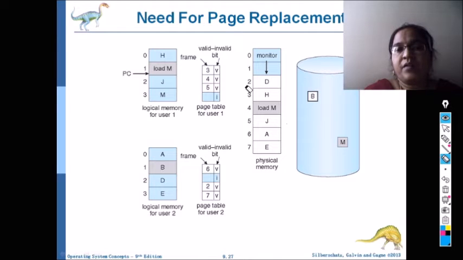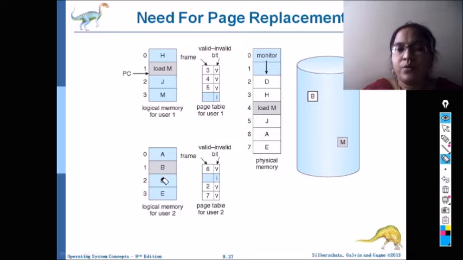Now, what is the need for page replacement? Why do we have to replace a particular page? Just see this instruction here, load m. This is an instruction in page 1 of user 1. Now m may be a data variable, which is right now there in your hard disk. When we require this data variable, this particular page is in the hard disk.